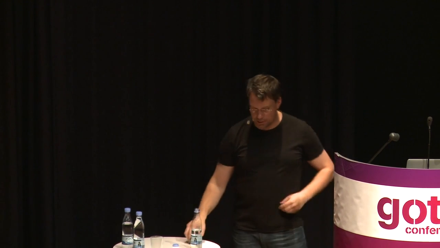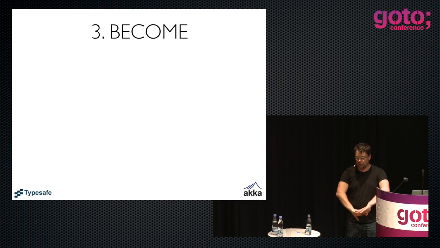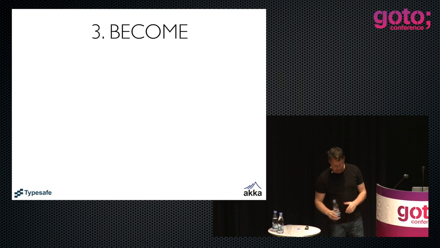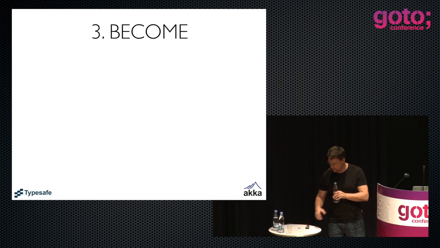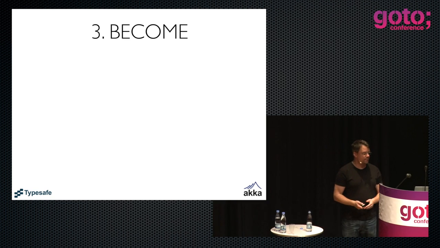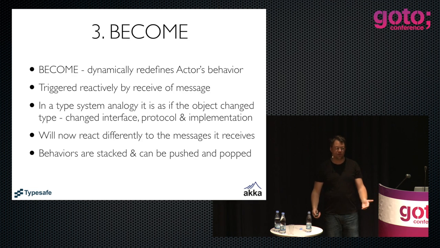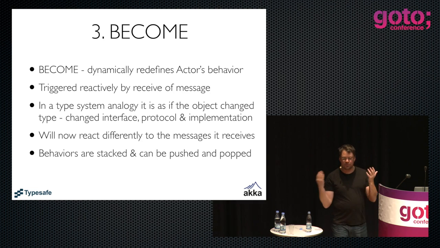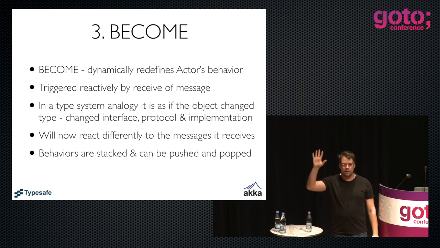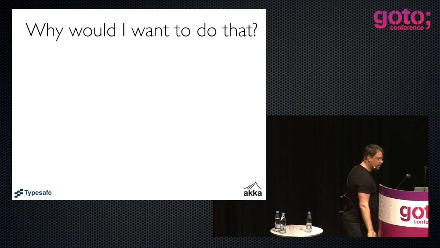The third thing I want to talk about is become, okay? Become is where things get a bit funky in a way, and some people might wonder, okay, why would I ever want to do this? But it turns out to be very useful. What become does is it redefines what the actor is. If you look at it from a type system perspective, it's like the actor completely changed both interface and implementation. It really becomes something completely different. And why would I want to do that, right?